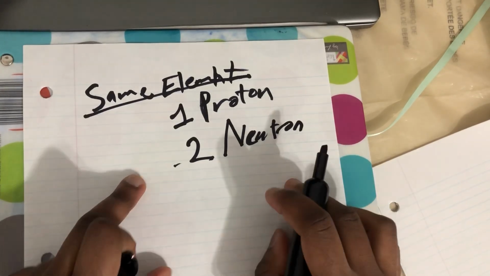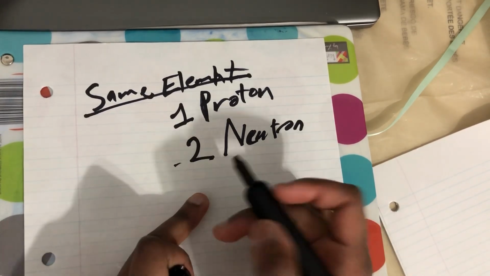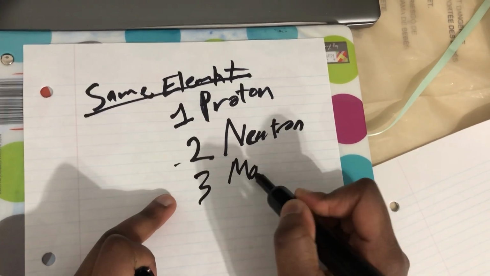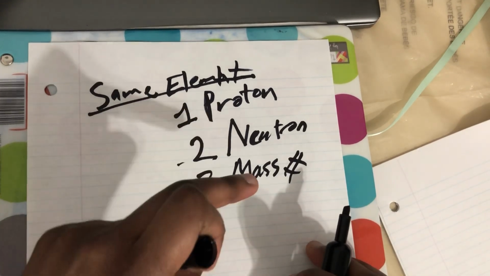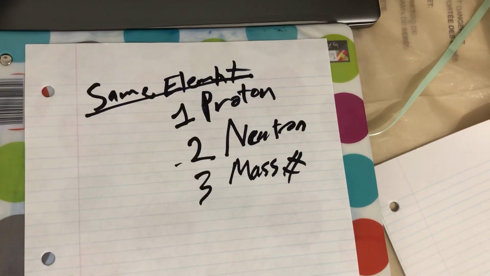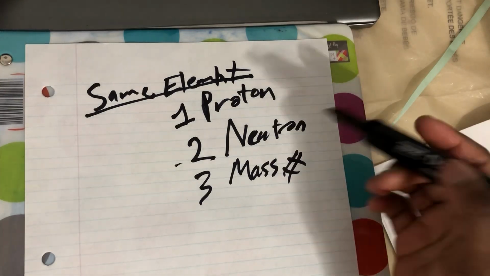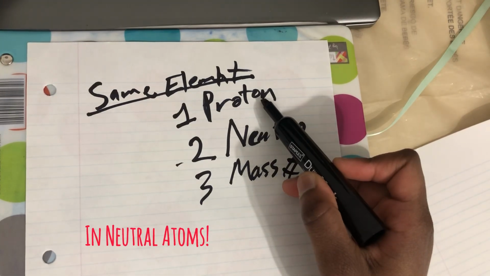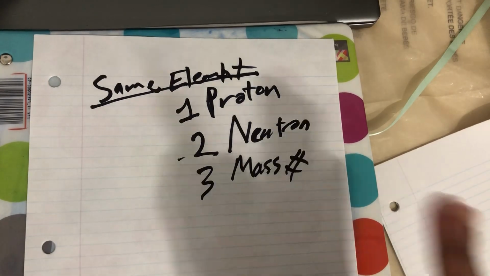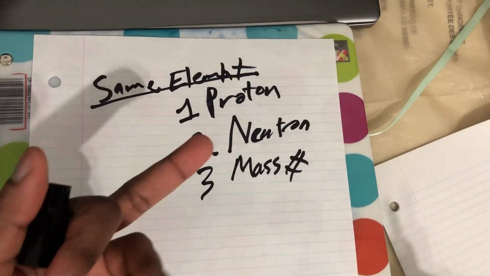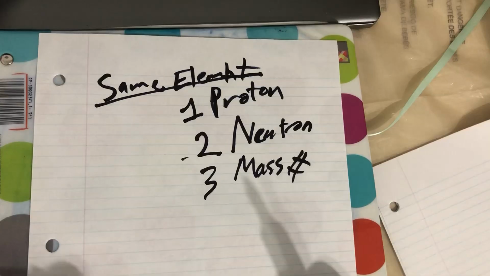And consequently, if the neutron numbers are different, then the mass numbers are going to be different. So you're thinking about protons and neutrons and the mass numbers. And of course, the electron count is going to be equal to the proton count, unless the element had lost or gained an electron. In its unreacted, regular, normal state, electron count is equal to the proton count.